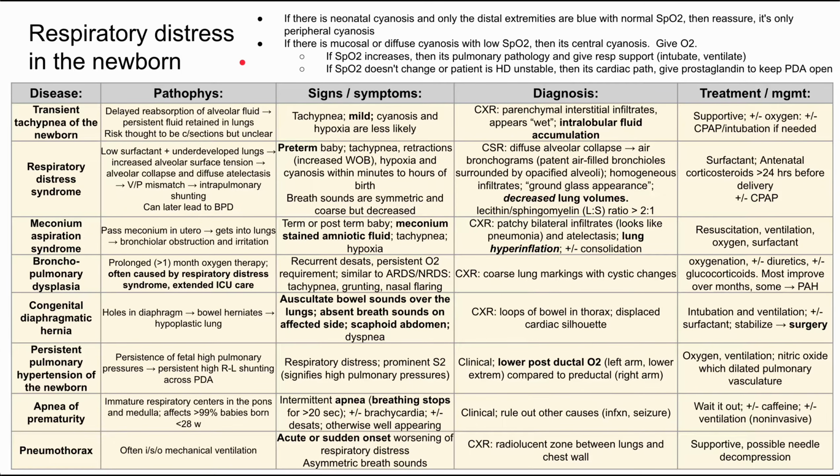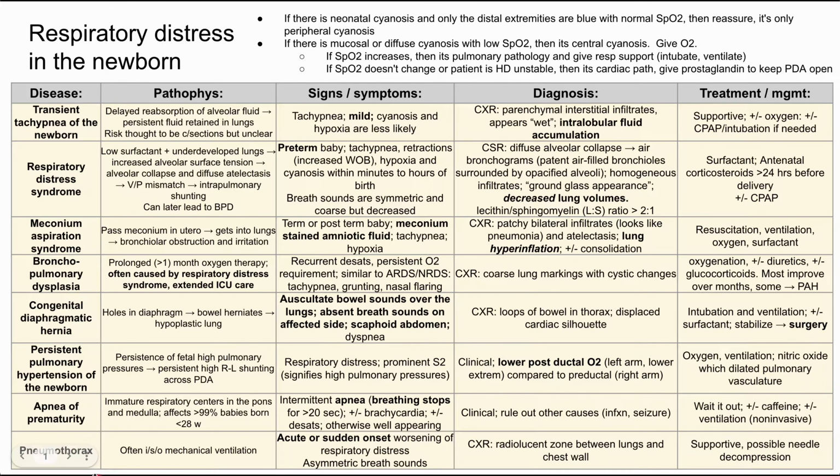If the SpO2 doesn't change, or if the patient is hemodynamically unstable, then you might suspect a cardiac pathology. In that case, you might want to give prostaglandins to keep the PDA open or see another algorithm for cardiac pathology. So we're going to be talking about what to do if that SpO2 increases and you suspect pulmonary pathology and you're giving respiratory support.